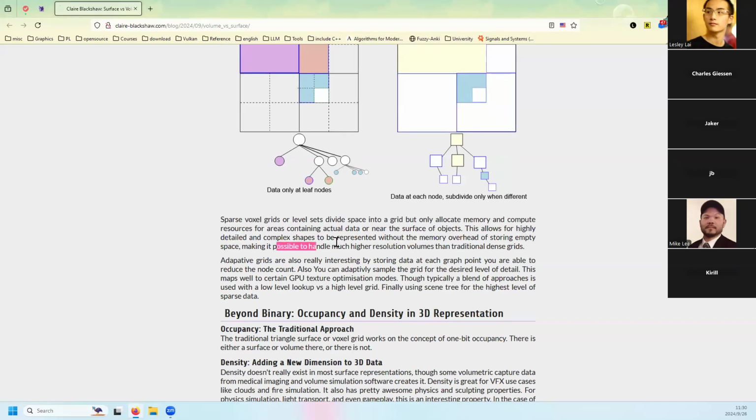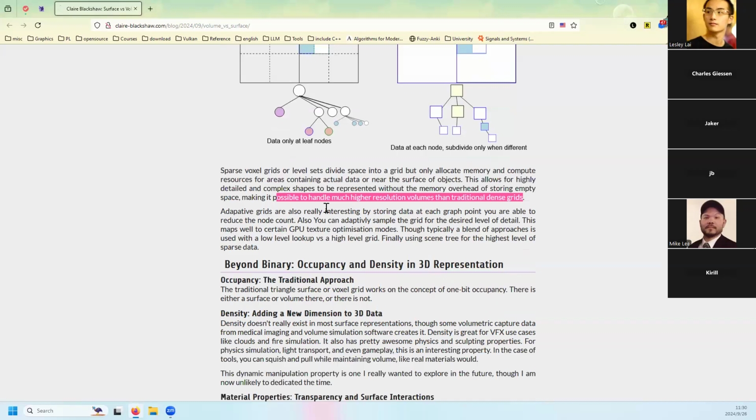Yeah, make it possible to handle much higher resolution than a traditional dense grid. You can adaptively sample the grid for the desired LOD, and here this maps to certain GPU texture optimization modes.